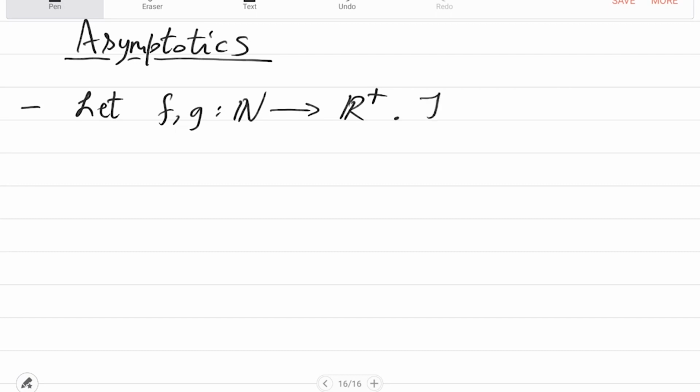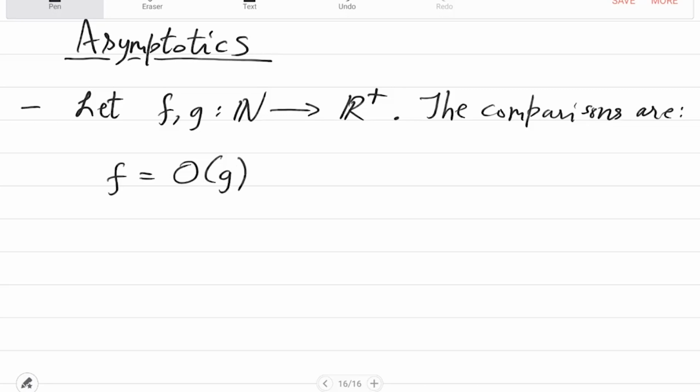So the comparisons are, so you can say that f is at most g, right? So that you will say by writing f equal to big O of g. Is there anyone who has not seen this notation? Big O of g? Raise your hand if you haven't seen it. Okay, so I won't define it.